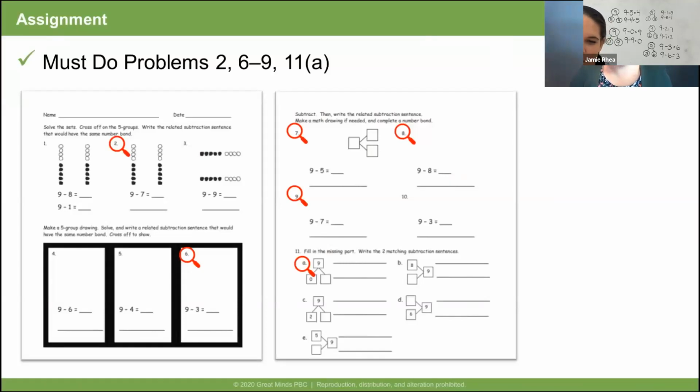It's time now to do the problem set. Your must-do problems are 2, 6, 7, 8, and 9, and 11A. Do your best thinking for 10 minutes, and if there's time left over, try any of the other problems. Great job subtracting from 9 today. I'm very proud of your effort and your hard work. I'll see you next time. Bye.